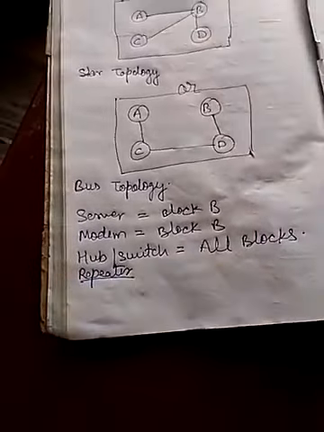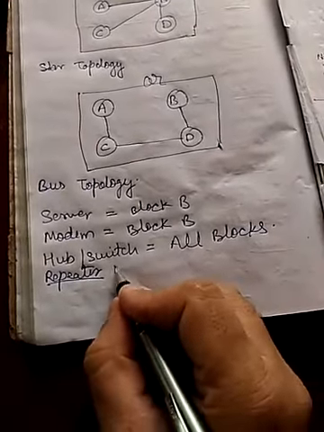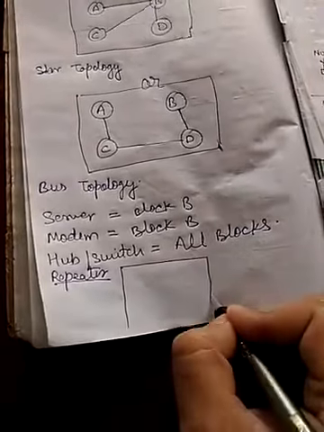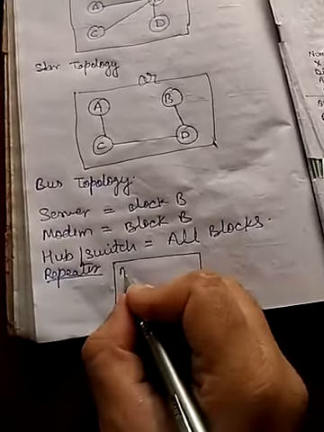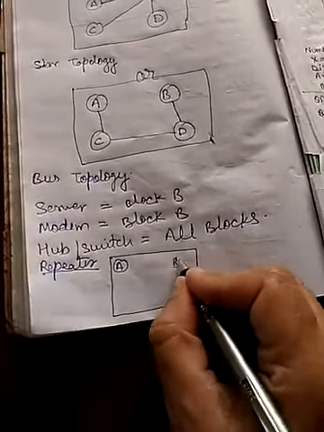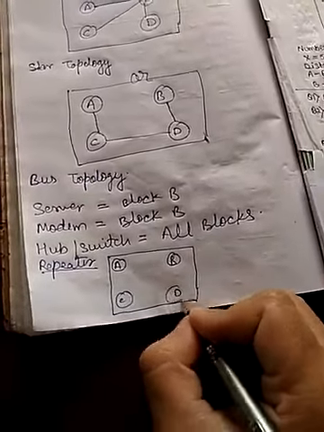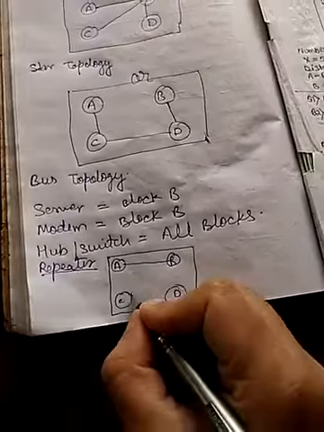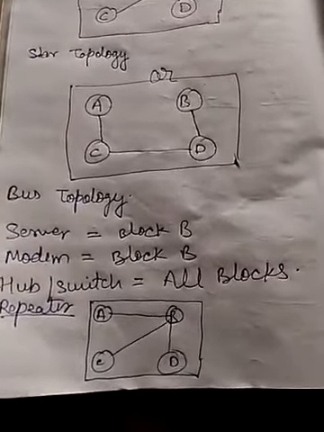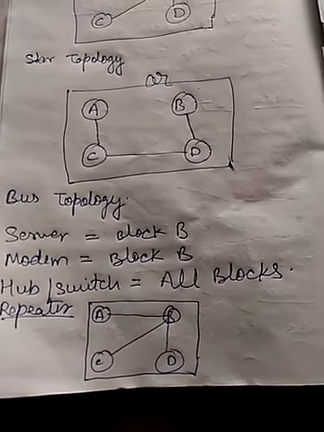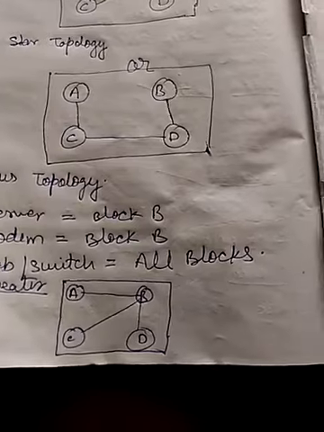Now the placement of the repeater is dependent on the topology. If we are using the star topology, in which we have connected the computer directly with the server, and if we want to install the repeater, it should be installed where the distance is more than 100 meter.